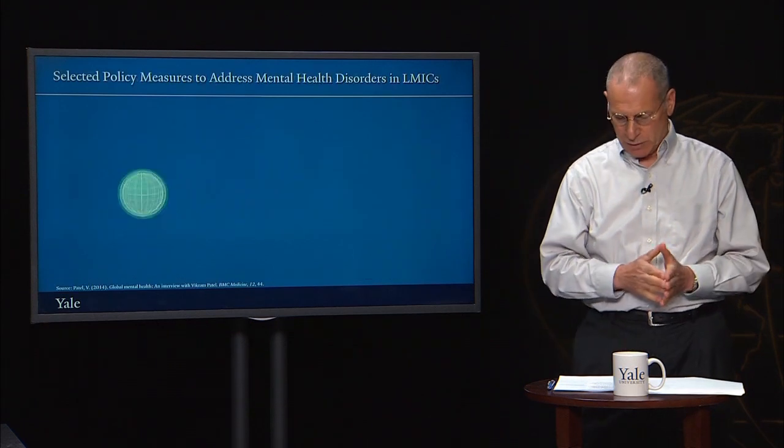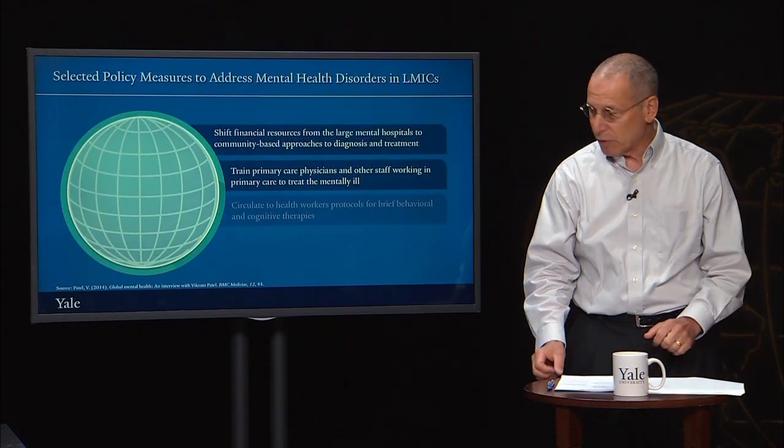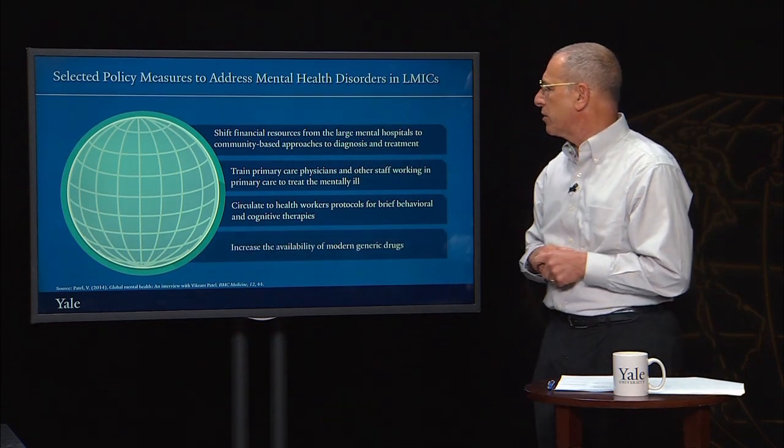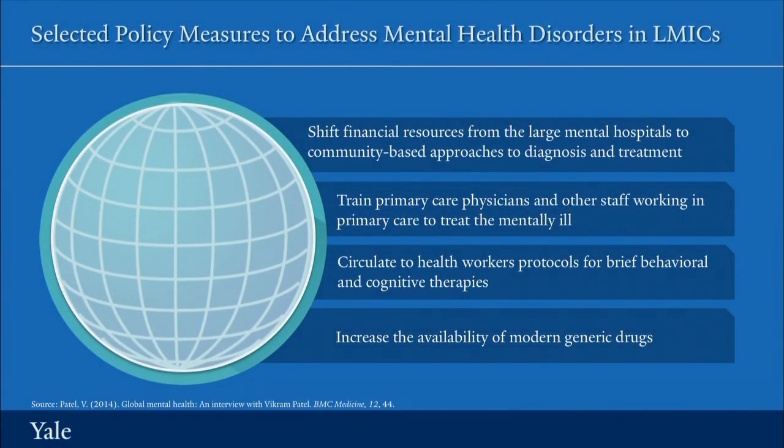Now, putting such an approach in place will require that countries take a number of steps. They'll need to shift financial resources from the large mental hospitals to community-based approaches to diagnosis and treatment. They'll need to train primary care physicians and other staff working in primary care to treat the mentally ill. They'll need to circulate to health workers protocols for brief behavioral and cognitive therapies so at the lower parts of the system, community health workers and primary health workers can make effective and efficient efforts in addressing mental health, and they need to increase the availability of modern generic drugs.